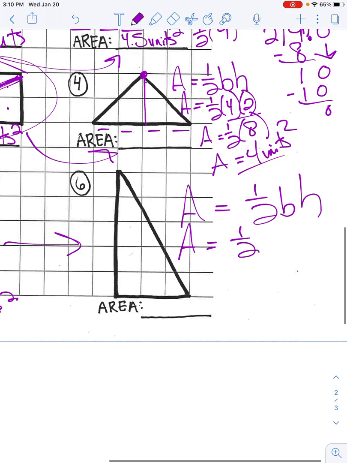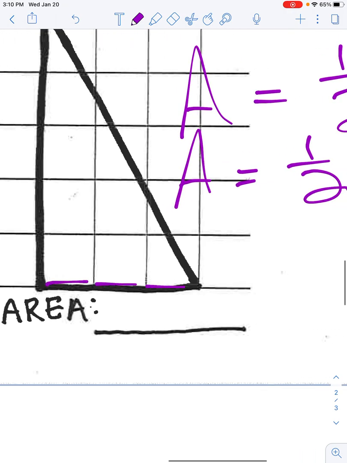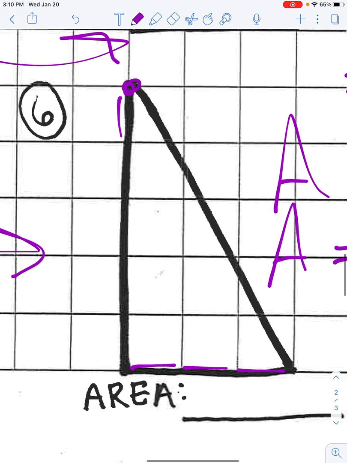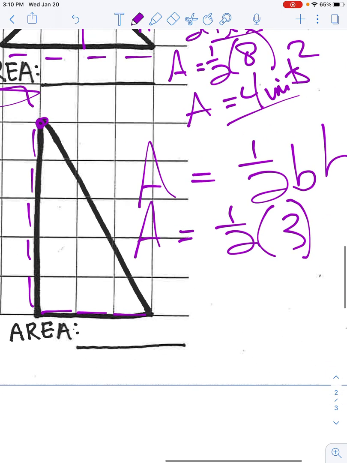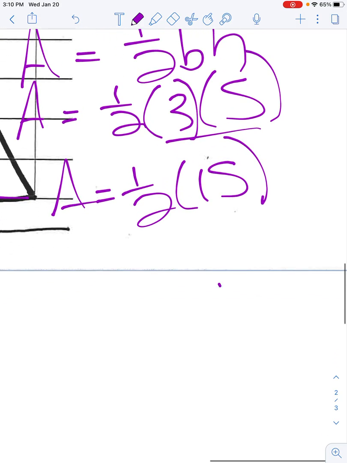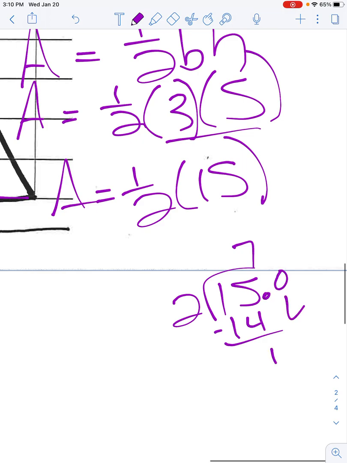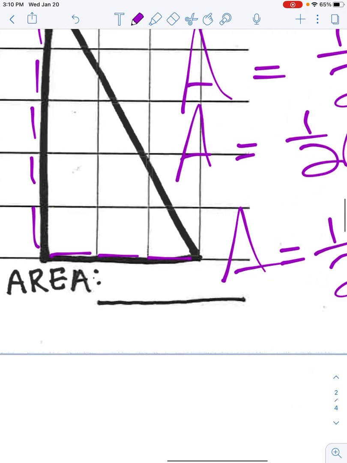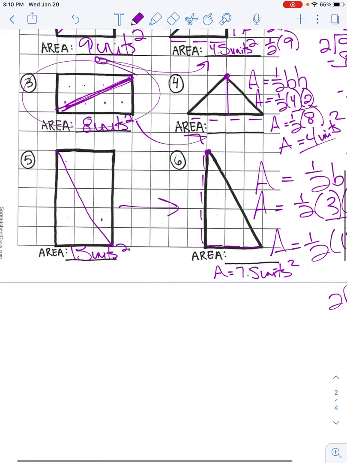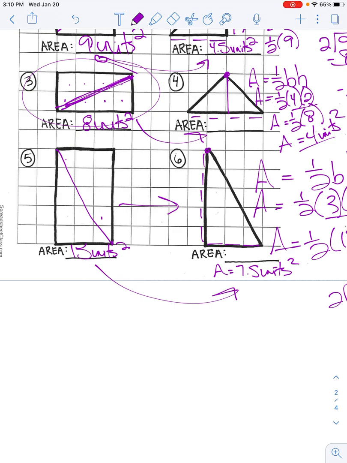When I count the base, I have 1, 2, 3 units. When I count the height, tip top, point, straight down, I get 5. What's 5 times 3? 15. And I need to find half of 15, or 15 divided by 2. So 7 goes in with, you have to add a decimal and a 0. So we have 7.5. So area is 7.5 square units. Again, half of 15 is 7.5.